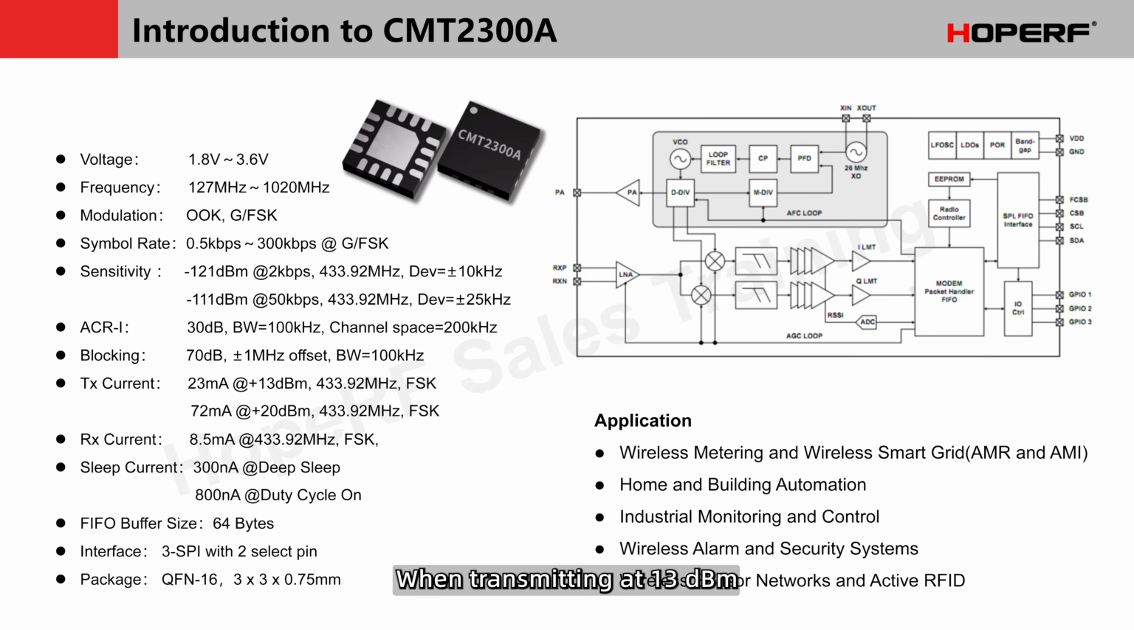In terms of selectivity, it has an adjacent channel rejection of 30 dB and a blocking figure of 70 dB at 1 MHz offset. That's not top tier, but it's perfectly adequate for its cost-effective positioning. When transmitting at 13 dBm, it typically draws 23 mA. At the max 20 dBm, that goes up to 72 mA. Receive current is about 8.5 mA, and sleep current is just 300 nanoampere, which is 0.3 microampere. This is aimed at applications like wireless metering, smart homes, industrial remote controls, security systems, and wireless sensor networks.